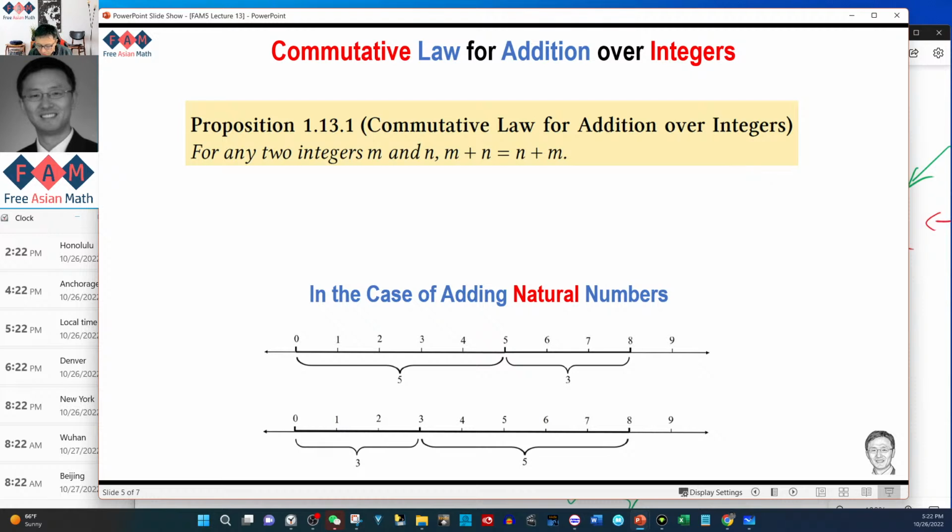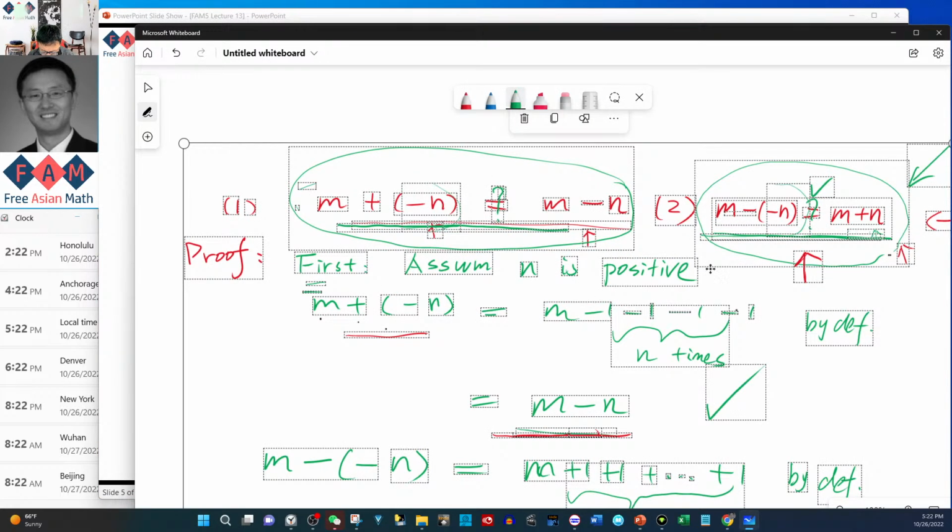Commutative law for addition over integers. It looks exactly the same as the version we discussed last time for natural numbers. So you have two numbers, m plus n, which should be the same as n plus m. The difference this time is that m and n can be any integer, meaning that they can be negative. They are not necessarily both positive.